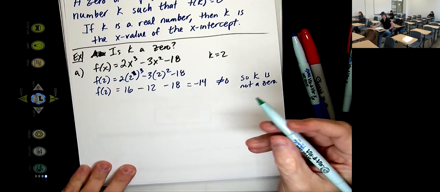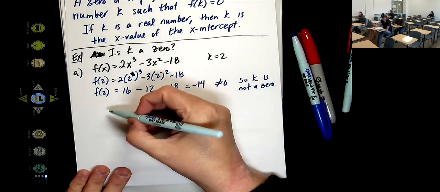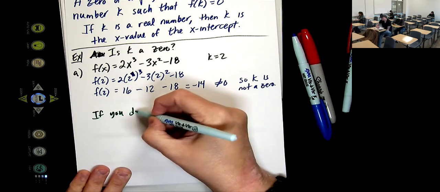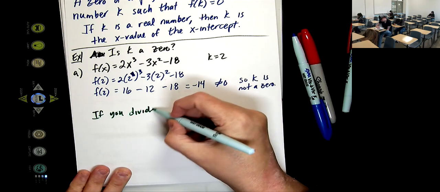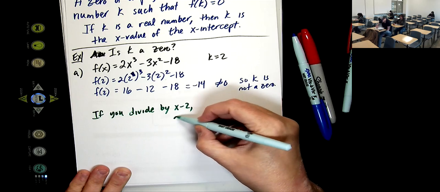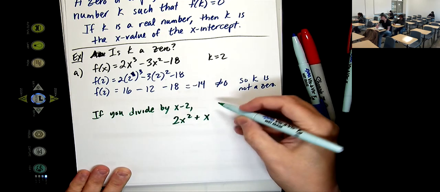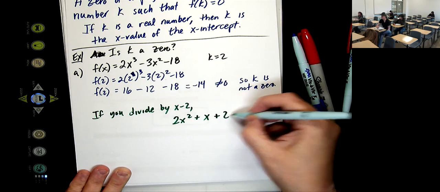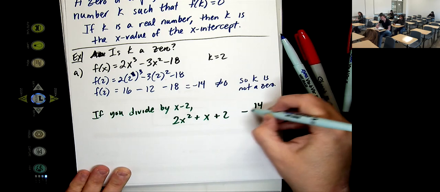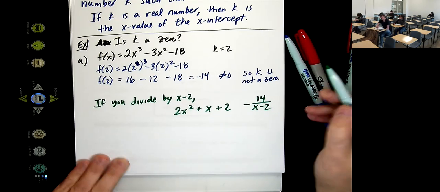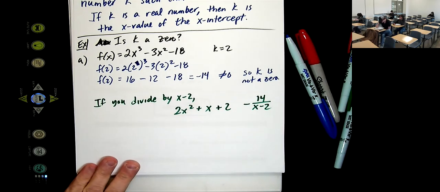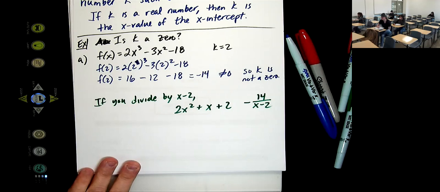This is worth you trying later on, practicing your synthetic division on. If you divide by x minus 2, you should get 2x squared plus x plus 2, and then minus 14 over x minus 2 on that one. If we had more time in class, I'd walk through it, but I really want to do that complex one.